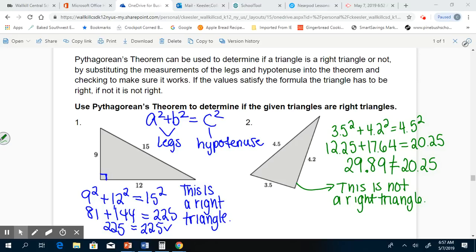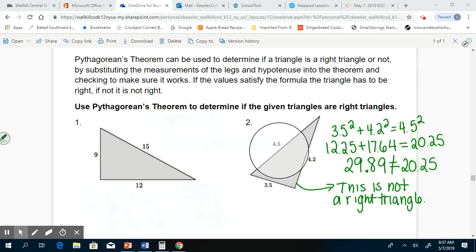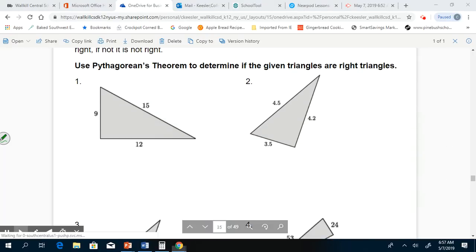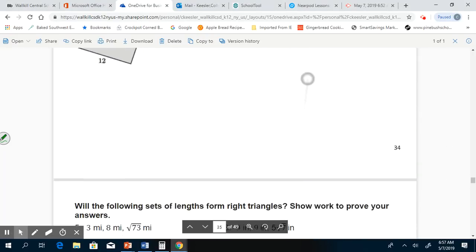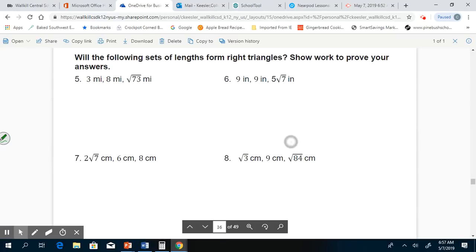So you're going to try the next few on your own using these two as examples. You can pause the video here or watch the examples on the back and then come back to this side afterwards. Okay, so now on the back we have lengths that are given as the side lengths of the triangle, not in a diagram form. And we're going to figure out if those will also make right triangles.